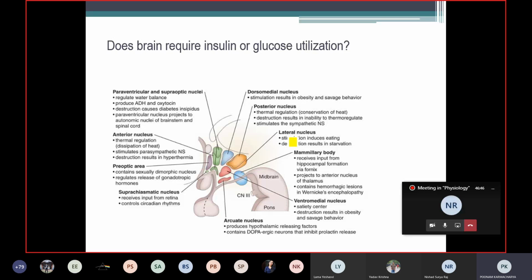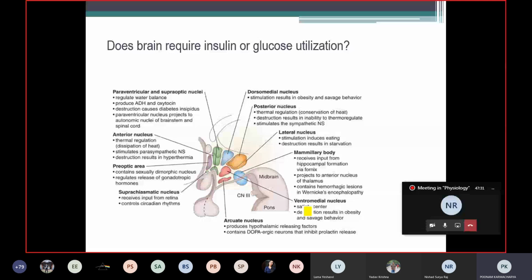So when we eat, we have a lot of insulin production, and with the help of insulin, the glucose will enter into the ventromedial nucleus of the hypothalamus. When this satiety center gets satiated, it will inhibit the lateral nucleus, so that it will inhibit the eating process, right? But when there is insulin deficiency, what will happen? The ventromedial nucleus will not be able to utilize the glucose. There will be very low or no utilization of glucose by the glucostat cells of the ventromedial nucleus, the satiety center, right?